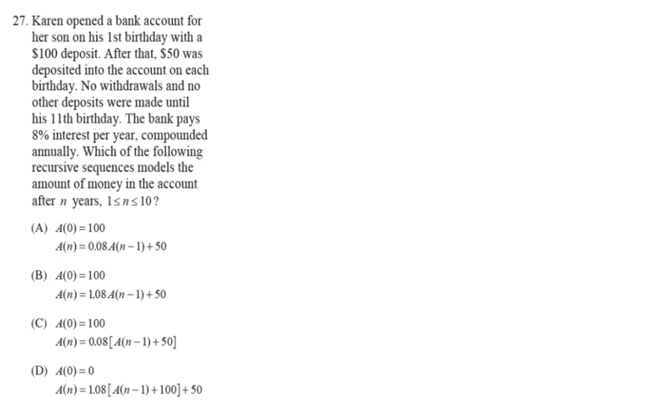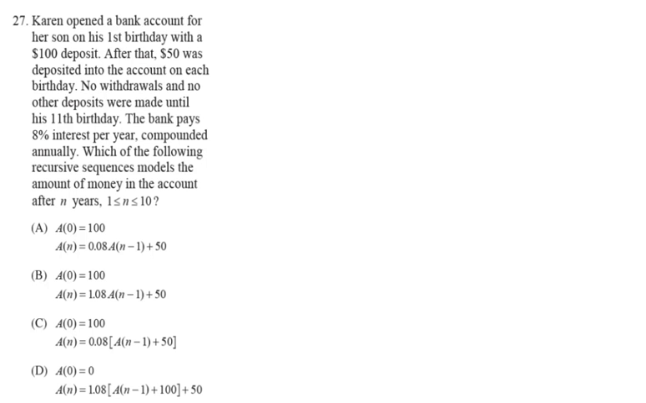In problem number 27, Karen opens a bank account for her son on his first birthday with a $100 deposit. After that, $50 was deposited into the account on each birthday. No withdrawals and no other deposits were made until his 11th birthday. The bank pays 8% interest per year, compounded annually.